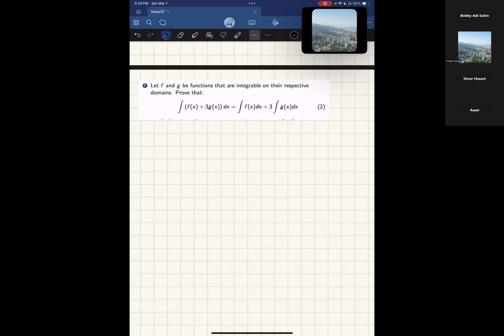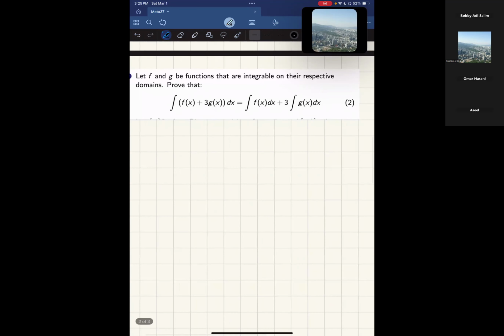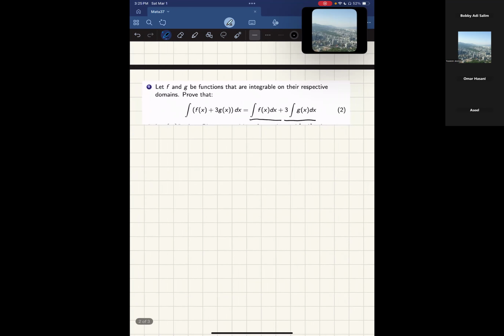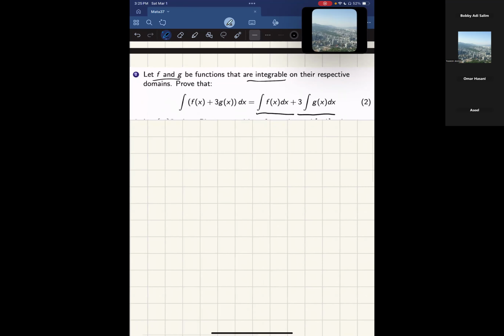So we want to show that the indefinite integral of f of x plus 3 g of x is equal to the indefinite integral of f of x dx plus 3 times the indefinite integral of g of x dx. And again, the suppositions here are that f and g are integrable on their respective domains. Okay, so we can start this. Proving an equality, you can either start from the left-hand side and show it equals the right-hand side, or start from the right and show it equals the left-hand side, or you can do a mix of both. In this case, though, I'm going to start from the right-hand side.